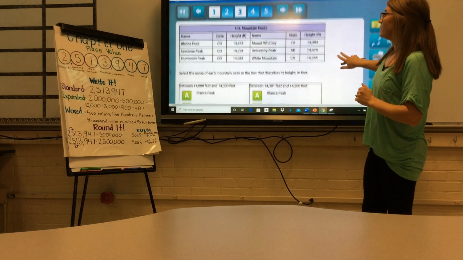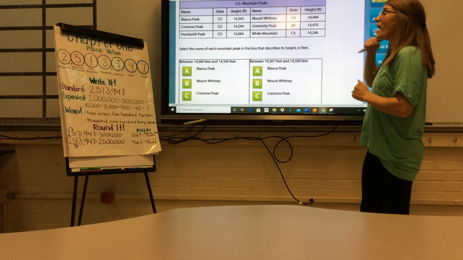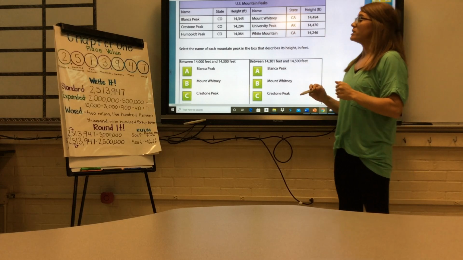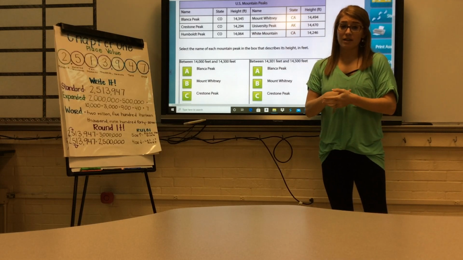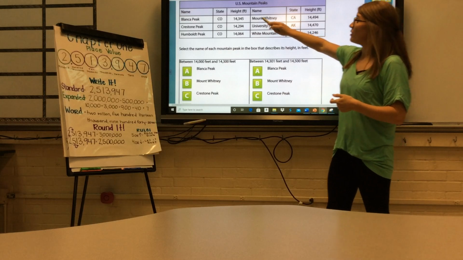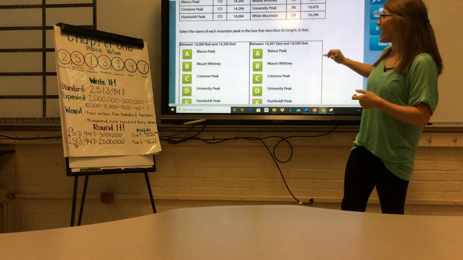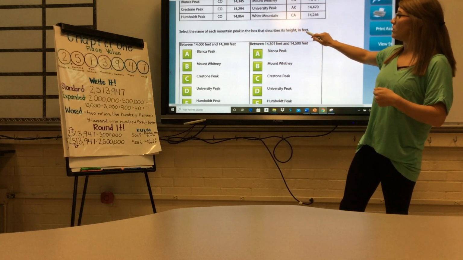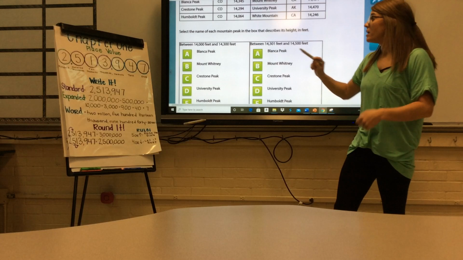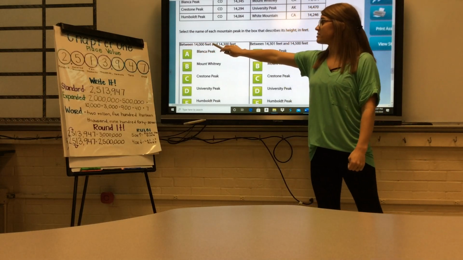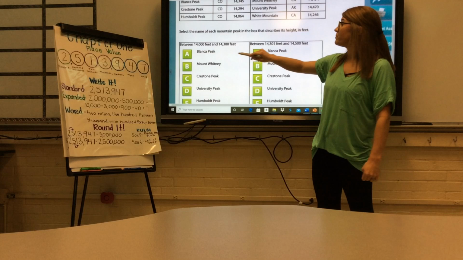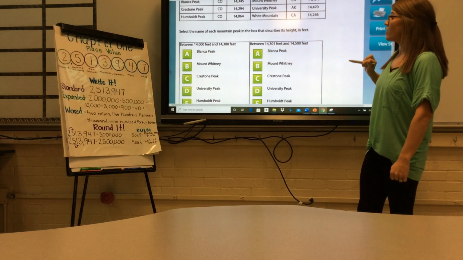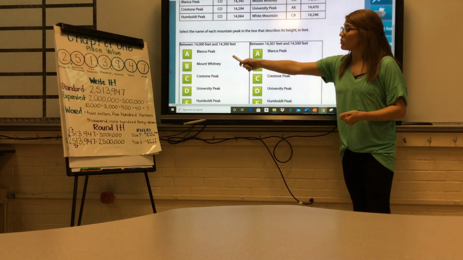Number 3. All right, on number 3, you are going to have a chart with mountain peaks, and you're going to have to look at it very closely. You're going to have to look at those heights for each and look at the categories that they have given you. So we're going to select the mountain peaks that fall in the box that describes its height in feet. This box says between 14,000 feet and 14,300 feet, and this box says between 14,301 feet and 14,500 feet. So let's start with this box over here.